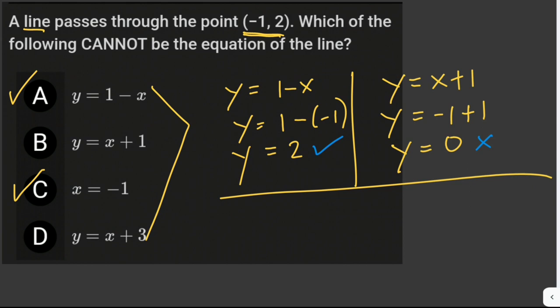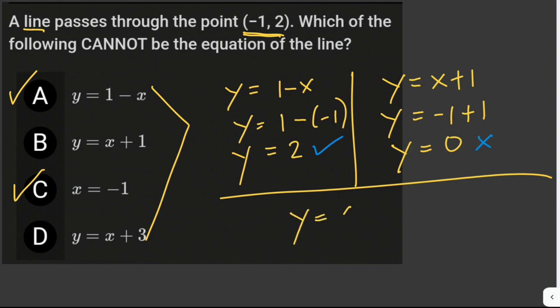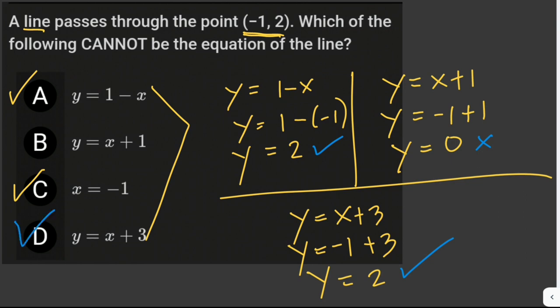And then for letter D, y equals x plus 3. So that is y equals -1 plus 3. So y here is equal to 2. So this also satisfies the equation. So the only one that doesn't satisfy the equation of the line is letter B, wherein (-1, 2) is not a solution to this.